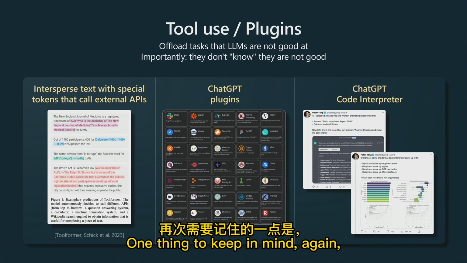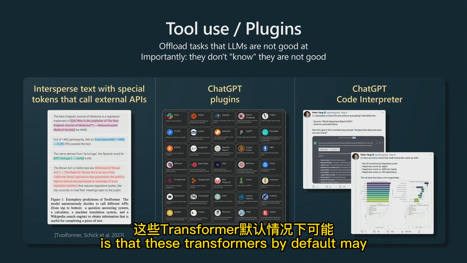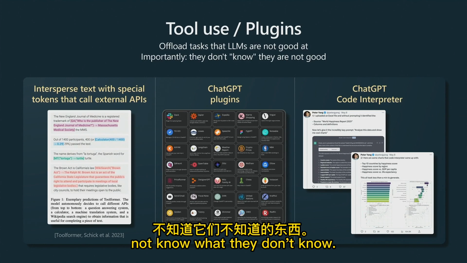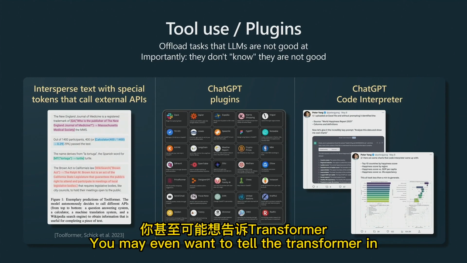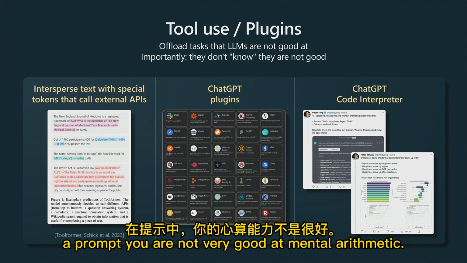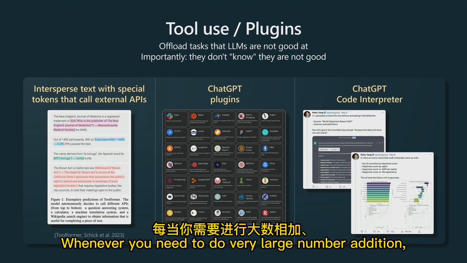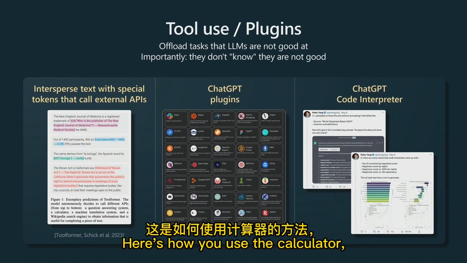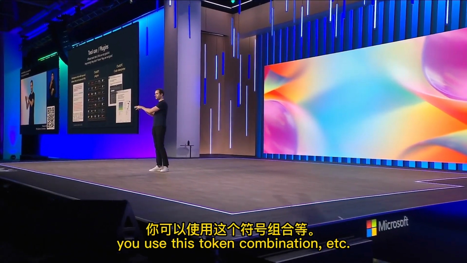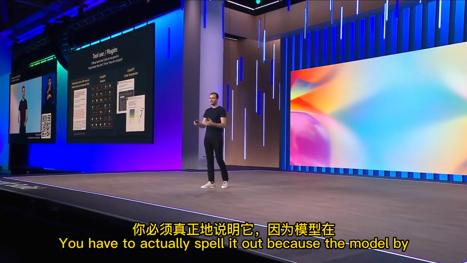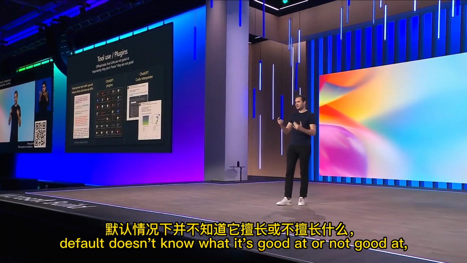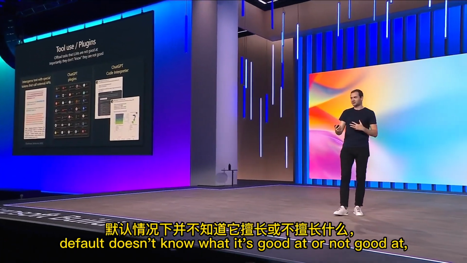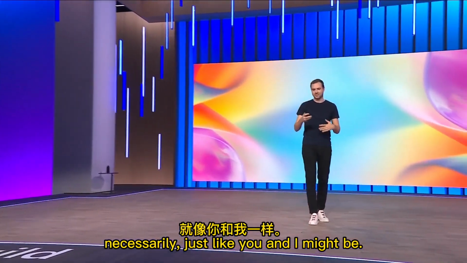One thing to keep in mind, again, is that these transformers by default may not know what they don't know. So you may even want to tell the transformer in a prompt, you are not very good at mental arithmetic. Whenever you need to do very large number addition, multiplication, or whatever, instead use this calculator. Here's how you use the calculator. Use this token combination, et cetera, et cetera. So you have to actually spell it out, because the model by default doesn't know what it's good at or not good at necessarily, just like you and I might be.